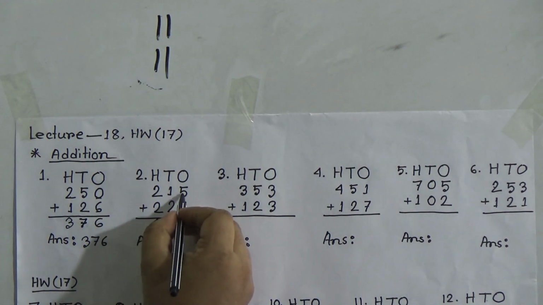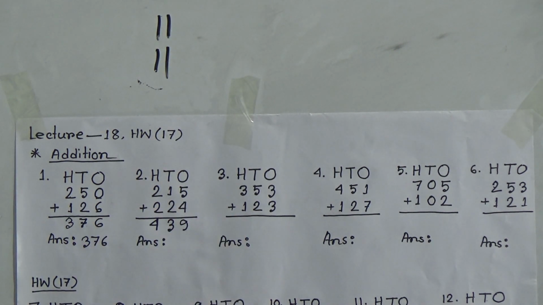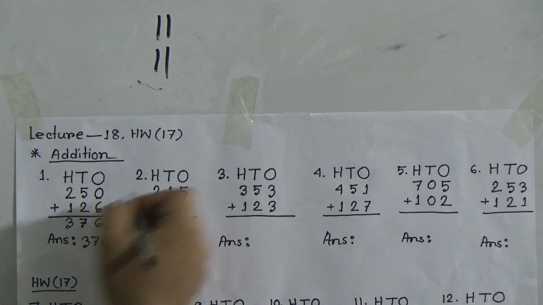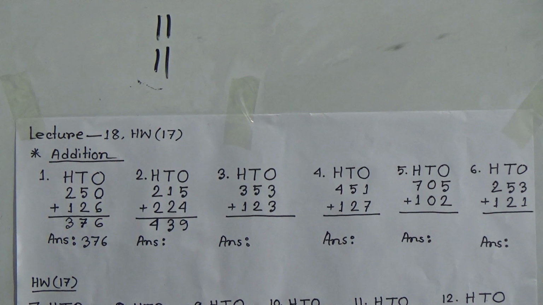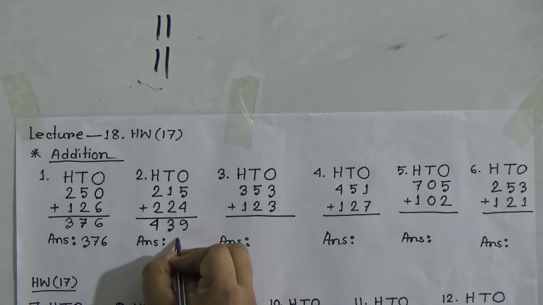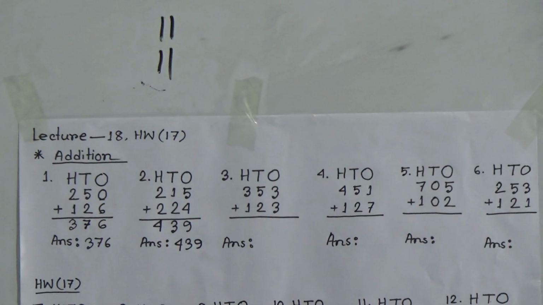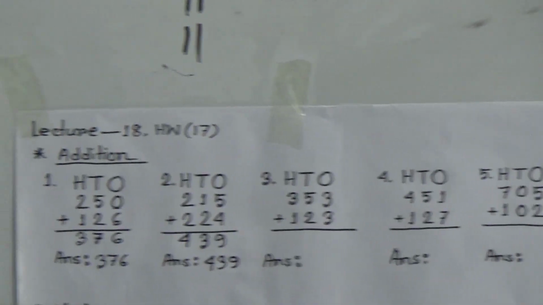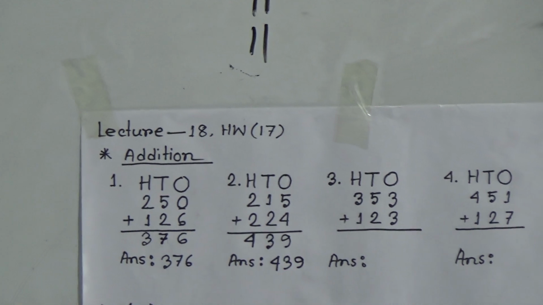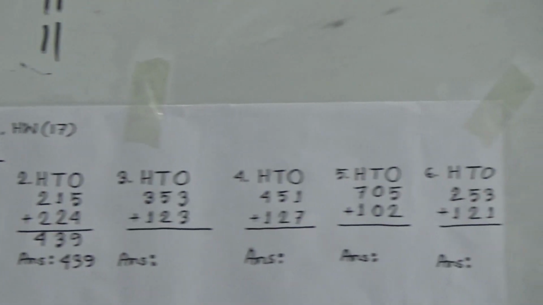That means if we add 5 with 4, then we get 9. If we add 2 with 1, then we get 3. If we add 2 with 2, then we get 4. So we get 439 and it is the answer. You must write the answer, otherwise some marks are deducted from your answer script. So question number 2 is done.